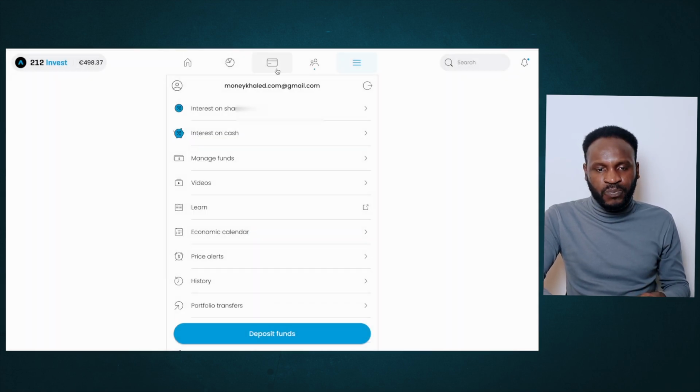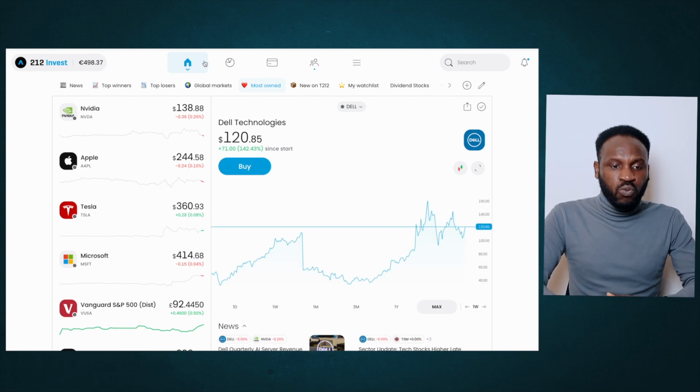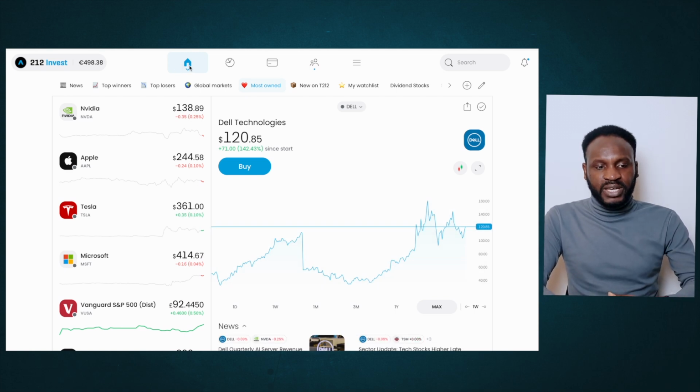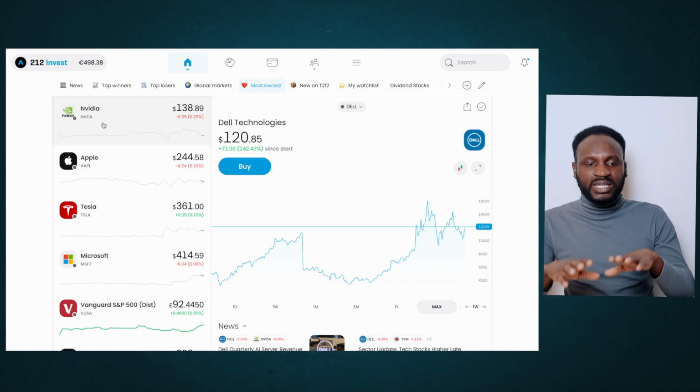So let us close this window and go back to the home page. Once you come back to your home page here, once you click on this home icon here, you can see the top shares that are trending right now. There is a category of what is losing, and the news, and the top losers, the global market.